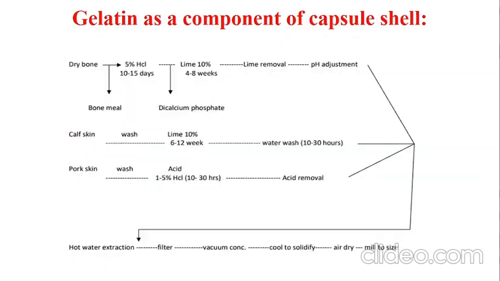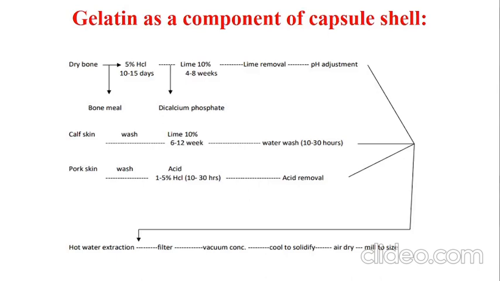Now here we are seeing the schematic representation where, when we take the bone, we treat it with an acid treatment followed by a lime treatment, lime removal, and pH adjustment. Then thereafter several hot water extractions followed by filtration. We concentrate with a vacuum, solidify it, and finally dry followed by the milling procedure.